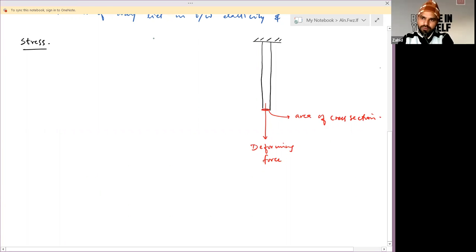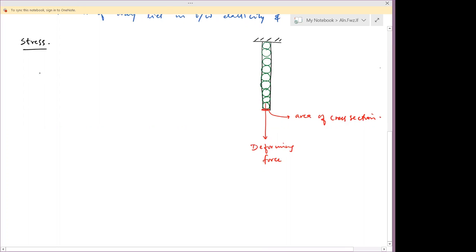The amount of deforming force applied over a particular object per unit area to deform it or to elongate it is called stress. The particles in this body would be arranged in such a way that it behaves like a spring. So if you apply any deforming force to it, some restoring force gets developed into it, which tends to bring the deformation back to its original state. Is it clear? Yes, sir.